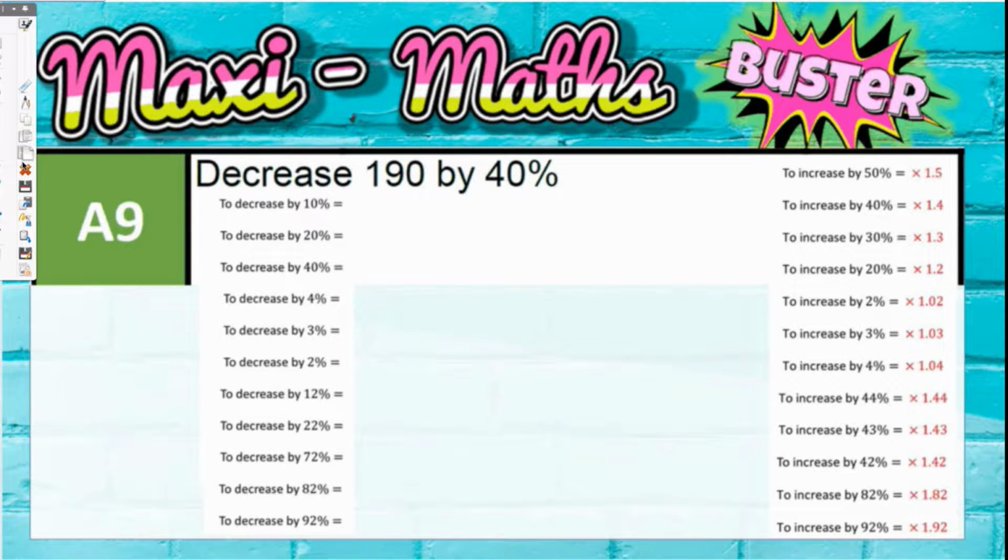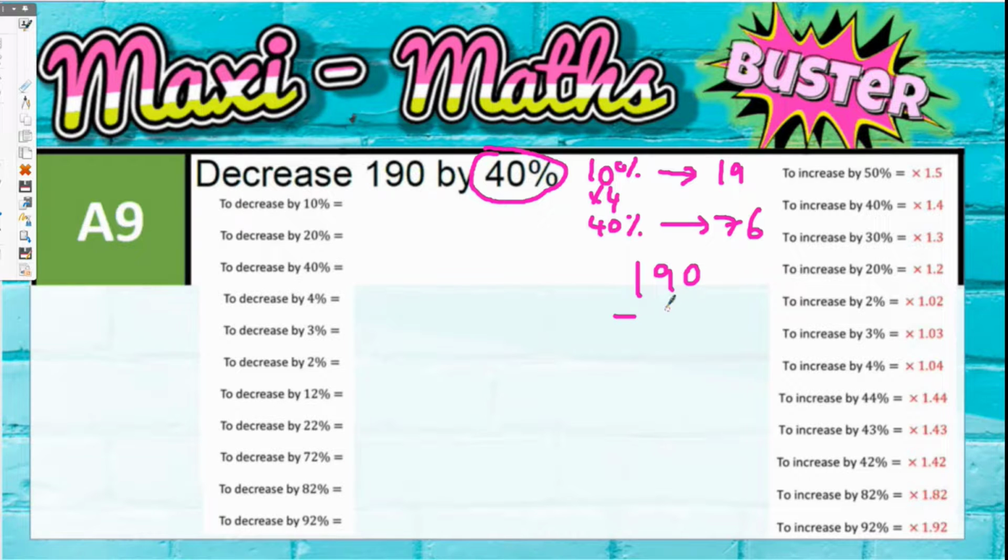Question A9, decrease 190 by 40%. Now, this is actually quite an easy percentage to do. So you could do it just by working out 10% being 19, and then times that by 4 to get 40%. So 4 19s would be 76. So because you're decreasing by 40%, you'd be decreasing by 76. So 190, take away 76.